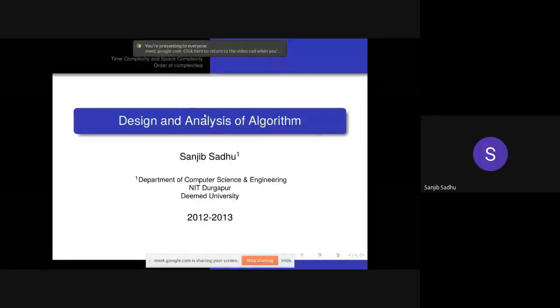So the name of the course is Design and Analysis of Algorithm. Actually, this slide was designed by me in years before, and it was for 6 semesters. So don't be confused that it's CSC 603. Actually, the name is CSC 403.